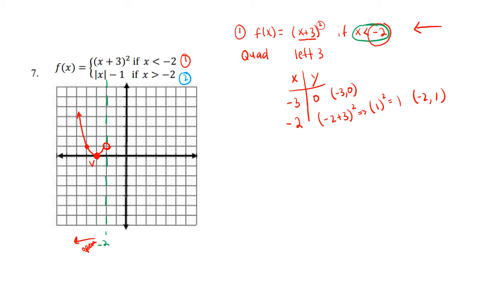Okay, for the second piece, let me write that out. F of x equals absolute value of x minus 1 if x is greater than -2.